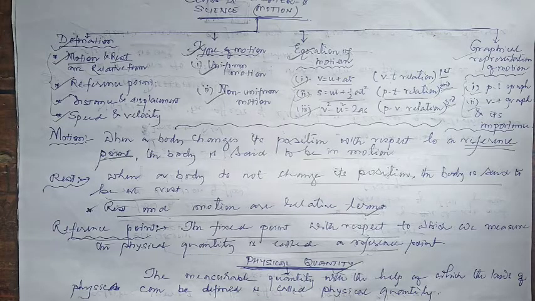Like length is measurable, time is measurable, distance is measurable, speed is measurable, mass is measurable, force is measurable, current is measurable. Like that, many quantities are measurable. So all those measurable quantities that are used to describe the laws of physics are called physical quantities.